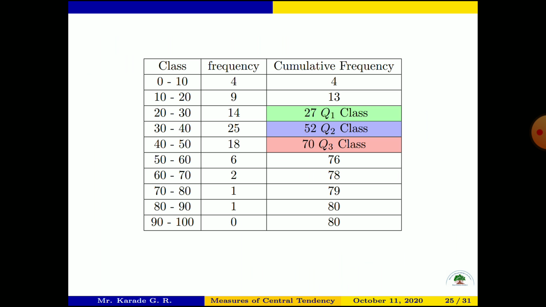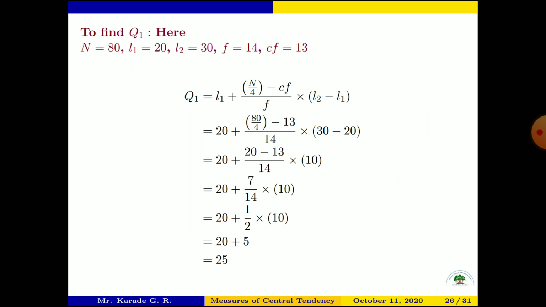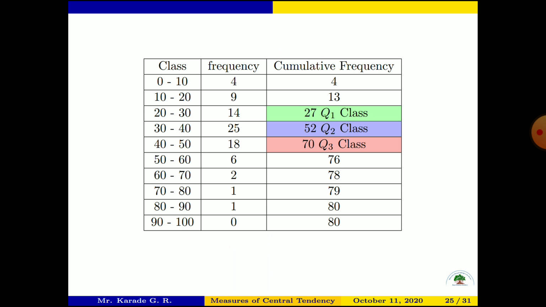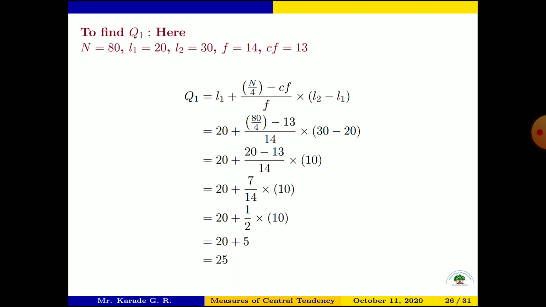First quartile class is the class 20 to 30. Second quartile class is the class 30 to 40, and third quartile class is the class 40 to 50. So by using all these things we will find the first quartile Q1. Now you observe that n equal to 80 is the total number of observations, L1 is 20, L2 is 30, and F means frequency of first quartile class. You see here frequency of first quartile class is 14, and the cumulative frequency preceding to the first quartile class is 13.